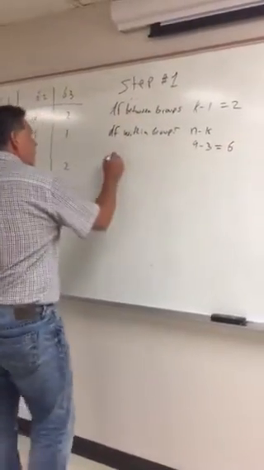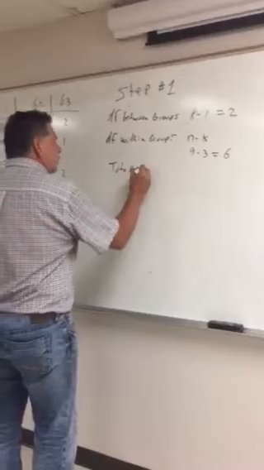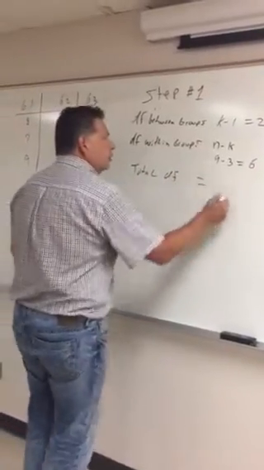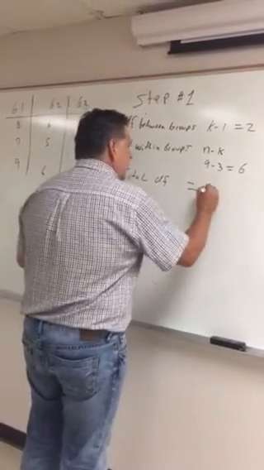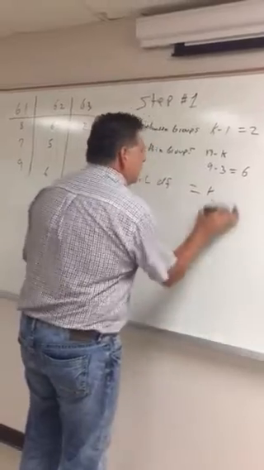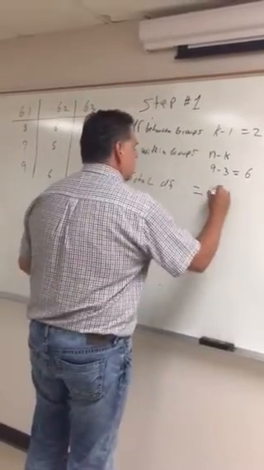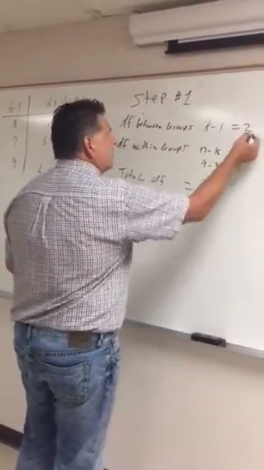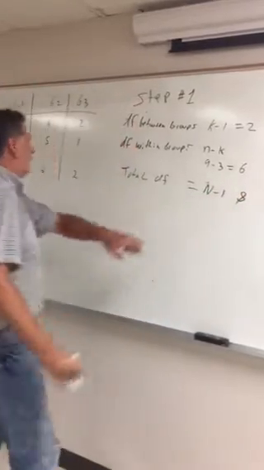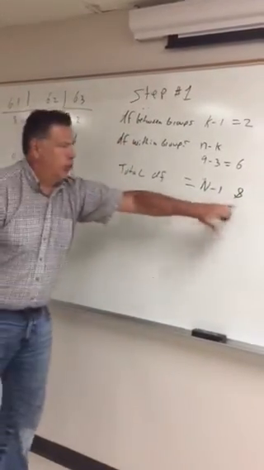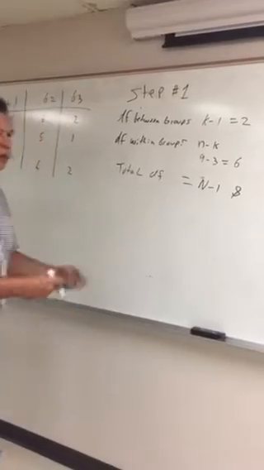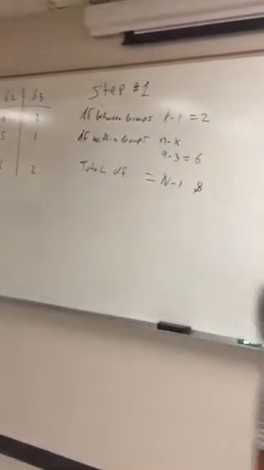So total degrees of freedom is going to equal big N minus 1. So 6, 7, 8. If I take N, I've got 9 minus 1, which would be 8. So that's going to be my total degrees of freedom.